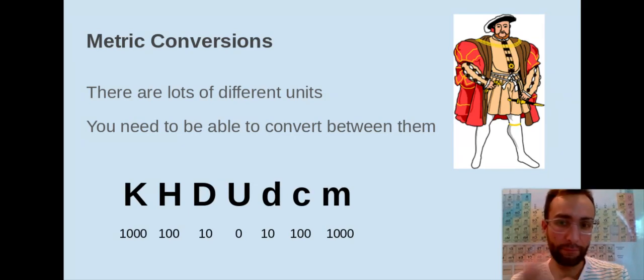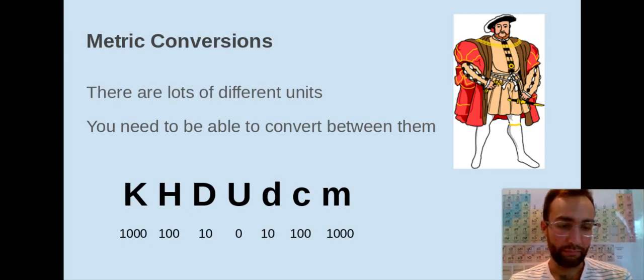So as you can see below, I have an acronym spelled out on the bottom showing us how we can move between different prefixes that we can attach to our units. So if you look at KHDUDCM: kilo, hecto, deca, base unit, deci, centi, milli. These are our prefixes we can add onto base units. So like grams, I can have kilograms, hectograms, decagrams, decigrams, centigrams, milligrams.